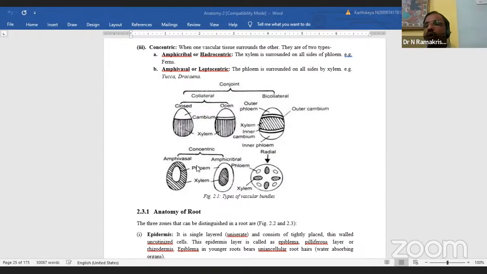So how many systems have you completed? Three systems. One is the epidermal tissue system, the second is the fundamental tissue system, and the third is the vascular tissue system. Is it now clear?